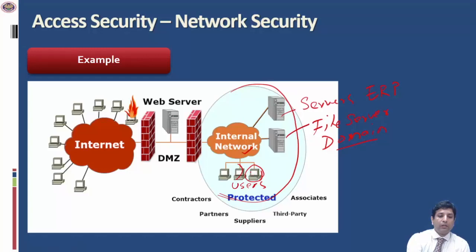So typically, users make use of the internal network while accessing the systems. It is also possible that certain external users may be there who access the internal network, who may be required to access the internal network. Now these could be your suppliers or your partners or associates or even consultants or contractors who may be required to use the internal network.